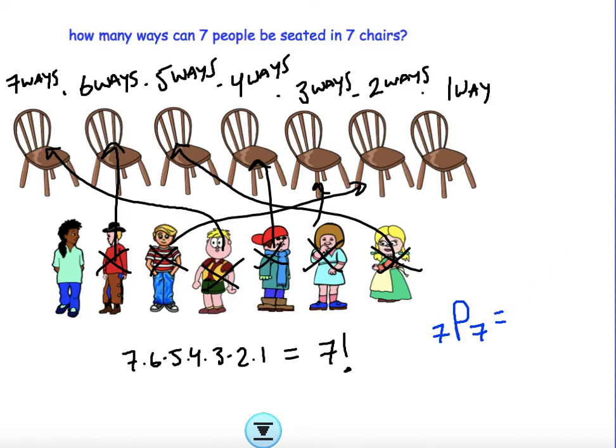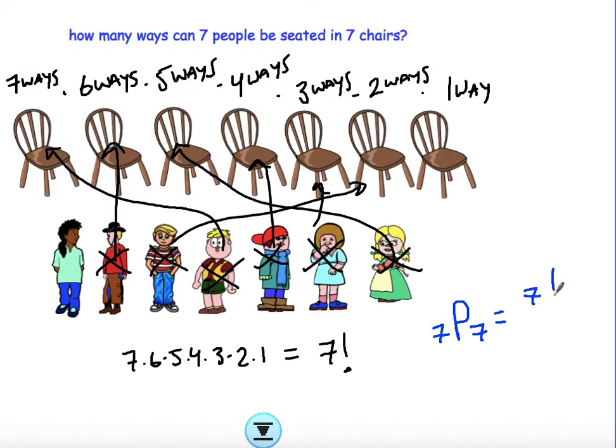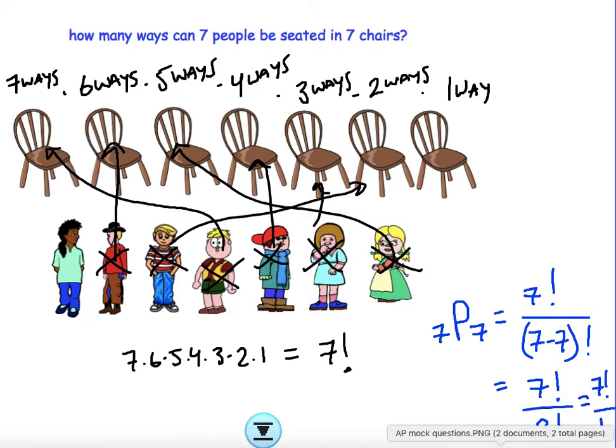Now, if you follow your formula for permutations right here, it's n factorial over n minus r factorial. So this number right here on top, factorial, and then this minus this on the bottom, factorial. So that would be 7 factorial on top, and then 7 minus 7 factorial on the bottom. Now, that would be 7 factorial over 0 factorial. And I don't know if you remember, but 0 factorial is 1. It's defined as 1. So, do you see how we end up with 7 factorial, just like I got here?